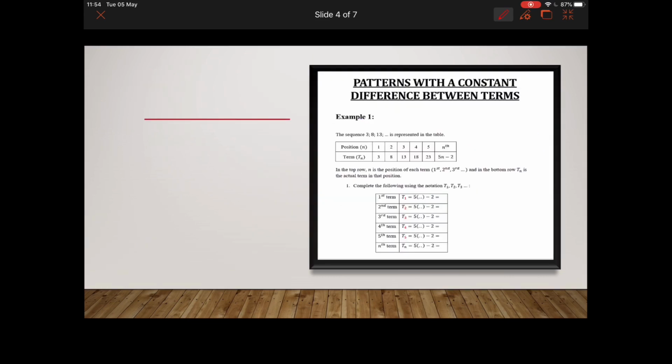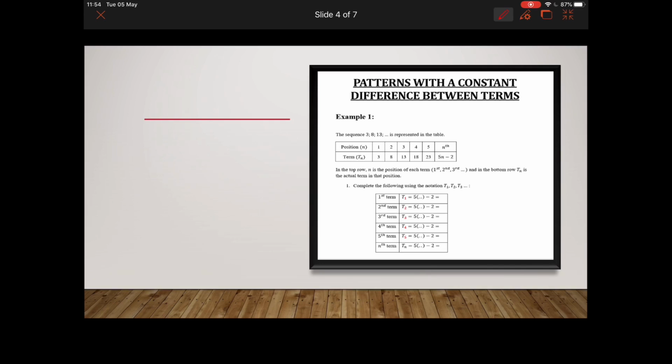What we're going to look at is patterns with constant differences between the terms. So we're going to jump into it straight with an example. Okay, so the example says the sequence is 3, 8, 13. And this is represented in a table.